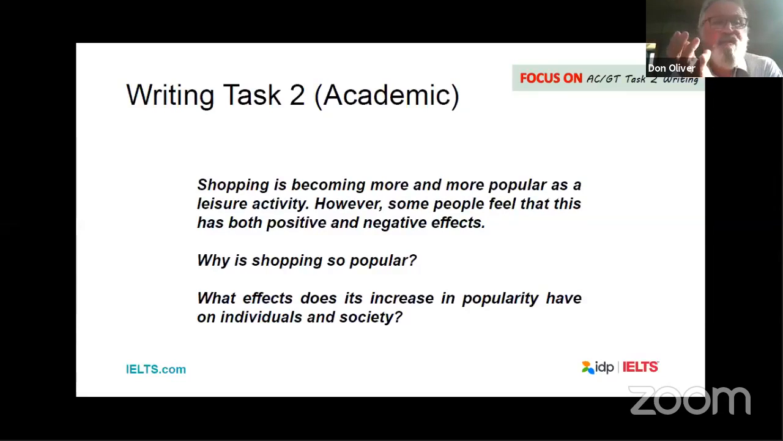Here is another task. We've gone through a lot of tasks today. All of these tasks are authentic IELTS types of tasks. This one is about shopping. It's becoming more and more popular as a leisure activity. However, some people feel that this has both positive and negative effects. Why is it popular? And what are the effects on individuals and society? Important. When you're addressing this task, you need to talk about the effects on individuals and society.